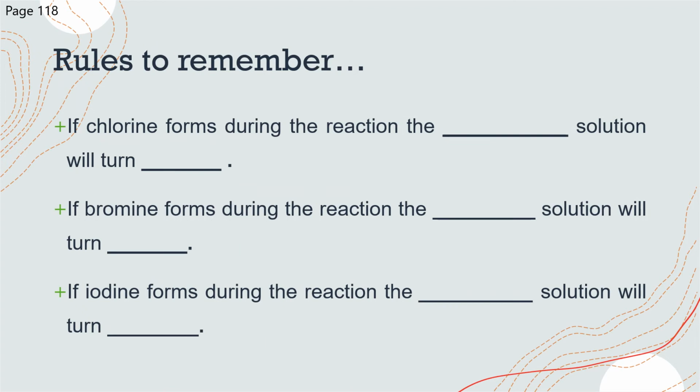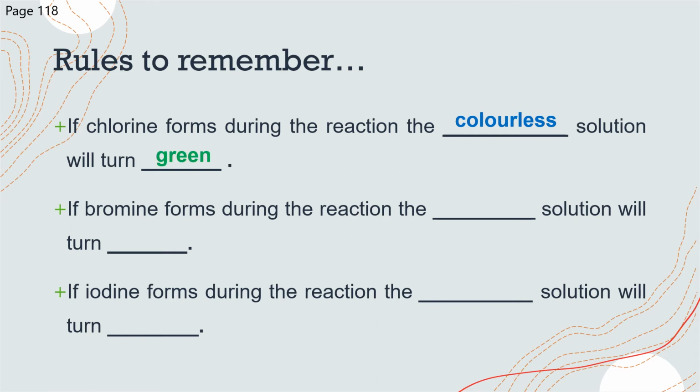So there's a few rules to remember about this then, and it's really about describing our colours. So remember I said in a displacement reaction, we always say that we start with a colourless solution, and then we always say that we end up with the solution being the colour of the halogen produced, that element by itself. So look at the 3 points below. It says, if chlorine forms during the reaction, the something solution will turn something. Well, we always start with a colourless solution. So the colourless solution will turn, and it's going to turn the colour of chlorine because chlorine's been formed. So it's going to turn green.